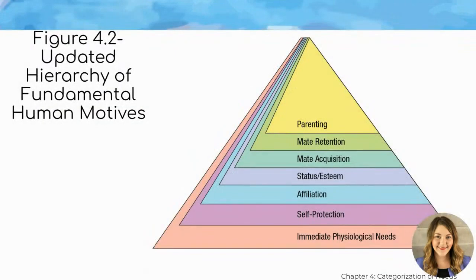So on figure 4.2 in your text, you're going to see an updated hierarchy of fundamental human motives. With this, Maslow's original pyramid focused on motivation of humans viewed through the perspective of evolutionary biology, anthropology, and psychology. The early interpretation of Maslow's work was based on two fundamental tenets. There are multiple independent fundamental motivational systems, and those are prioritized by individuals and groups.